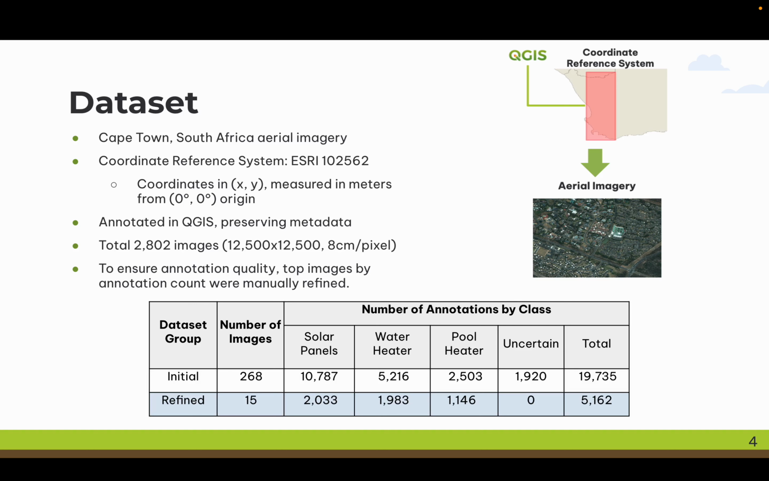Okay, for the dataset, our dataset includes aerial imagery from Cape Town, and the data is georeferenced using ESRI, and we use QGIS for annotations, preserving spatial accuracy. Out of 2,802 high-resolution images, 268 had nearly 2,000 annotations across 4 categories, including solar panel, solar water heater, solar pool heater, and uncertain. And then we refined 15 of the most labeled images, producing over 5,000 high-confidence annotations without uncertain labels.